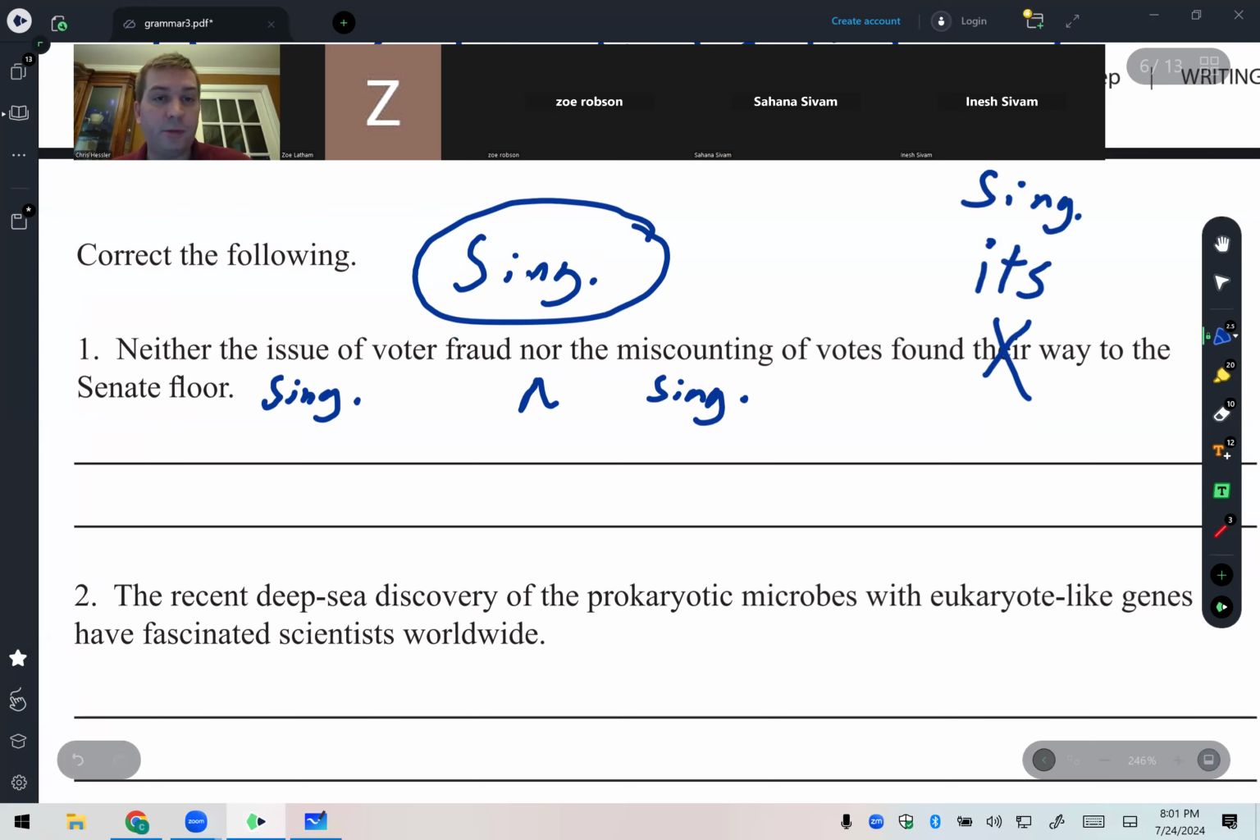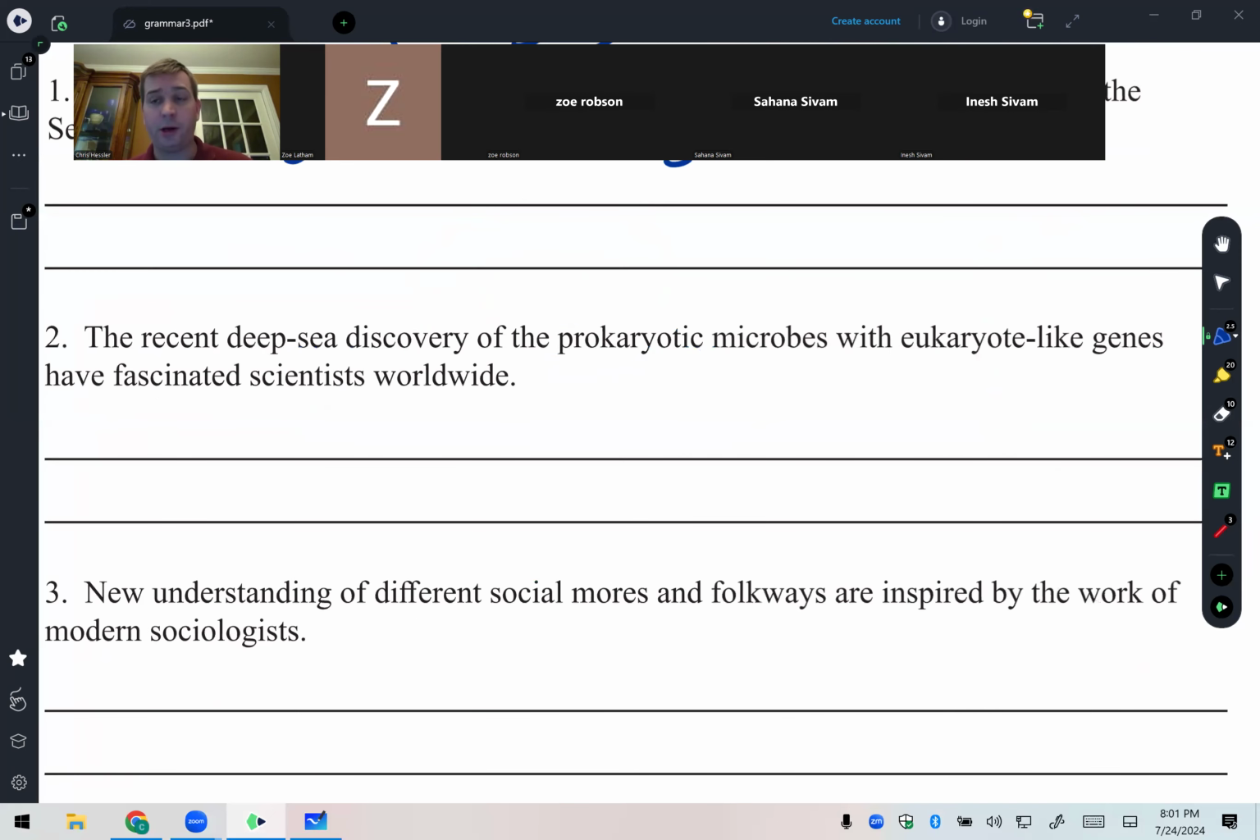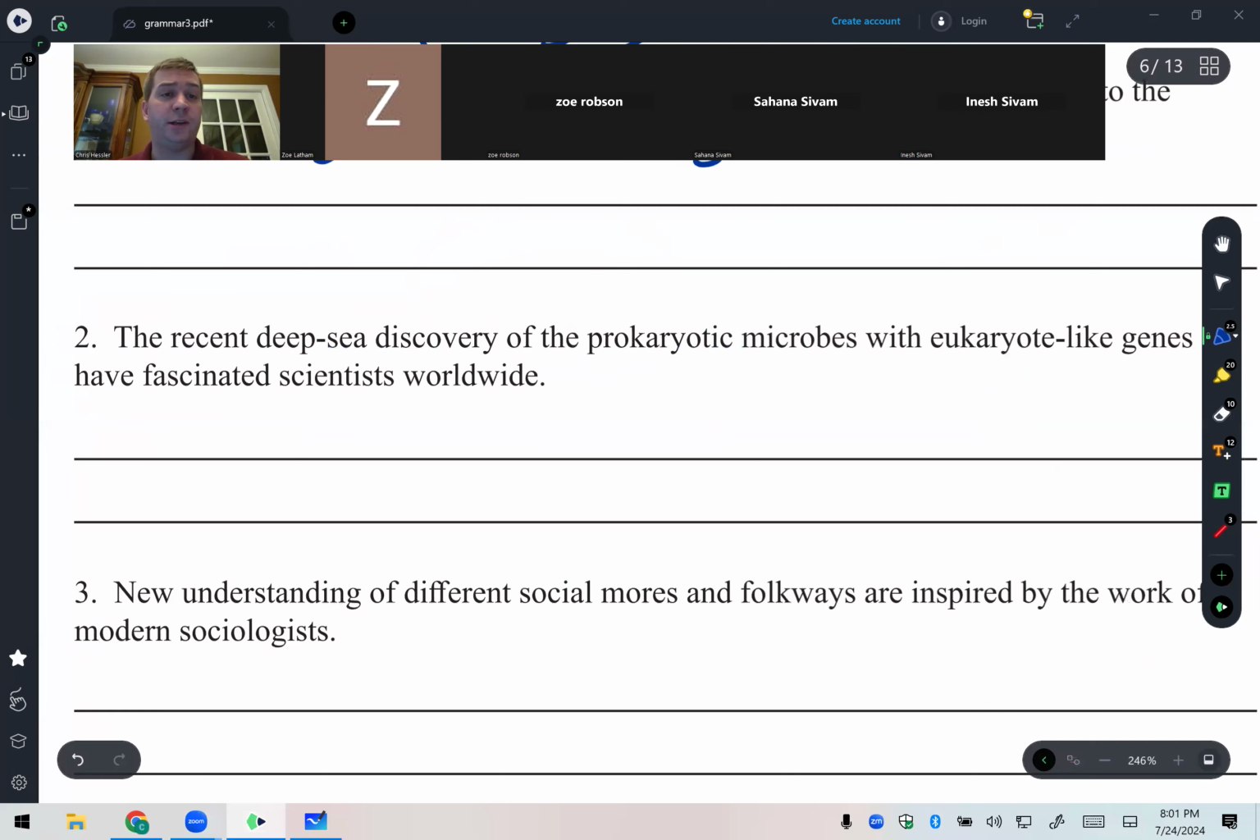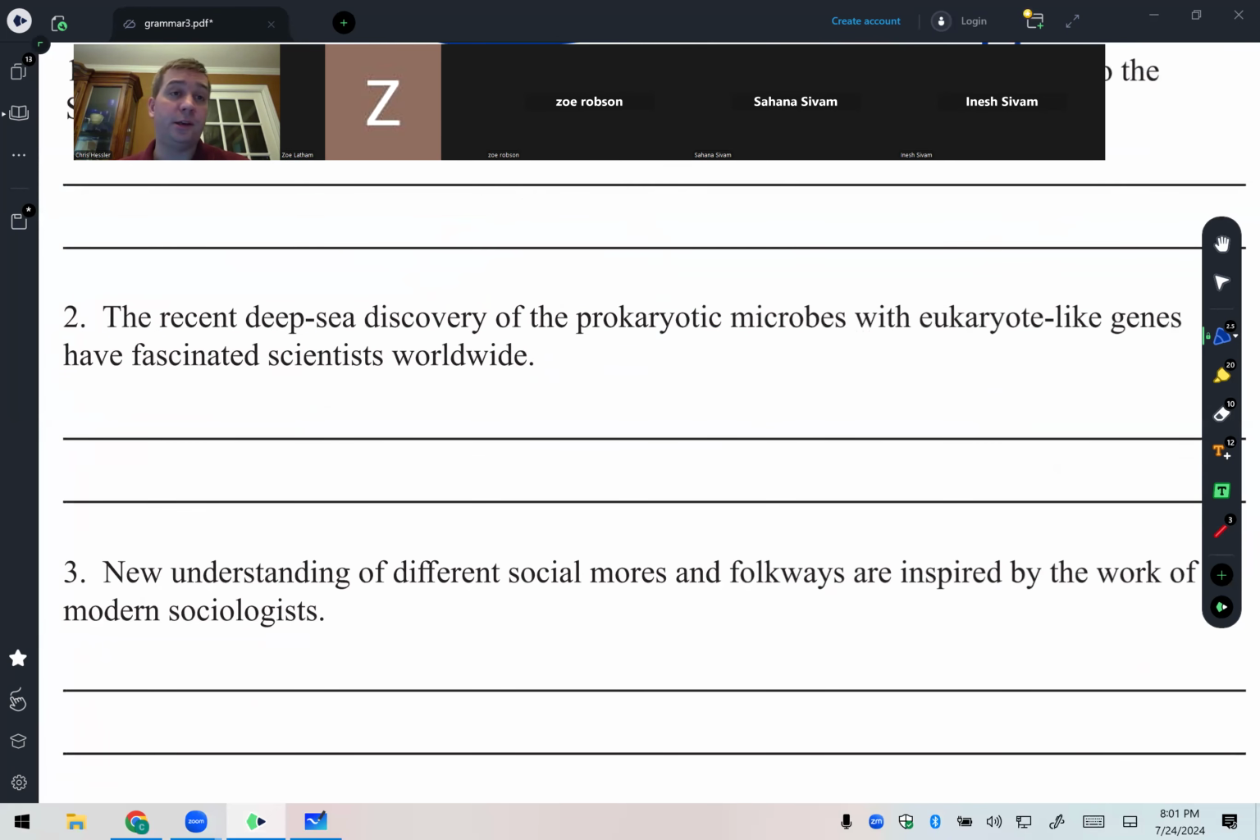The recent deep sea discovery of the prokaryotic microbes with eukaryote-like genes have fascinated scientists worldwide. I think this huge prepositional phrase is only here to create space. It's only here to trick us. So we can just ask ourselves, okay, what is the subject of the sentence? That's one way to approach this. Or I can just cross this whole phrase out. We don't really need it, at least temporarily. I'm going to read the simplified version of this. Would any junior in the country miss this? The recent deep sea discovery have fascinated scientists worldwide.